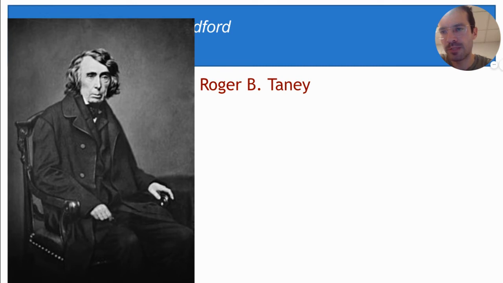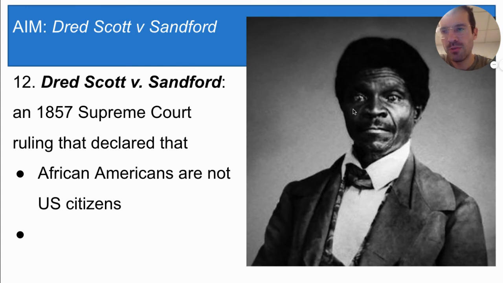Now, let's go back to your vocab sheet and finish filling in term number 12. Taney's decision had 2 huge effects. First, it denied citizenship to all African Americans, whether slave or free. Taney argued that the Founding Fathers, when they wrote the Constitution, had never intended for black people to be considered citizens, and therefore, black people, whether slave or free, were not entitled to any of the rights of citizens of the United States. One of those rights was the right to sue someone in a court of law, and since Dred Scott was black and therefore not a citizen, Taney said that Scott had no right to even be in the court. So the case, in Taney's opinion, was null and void.